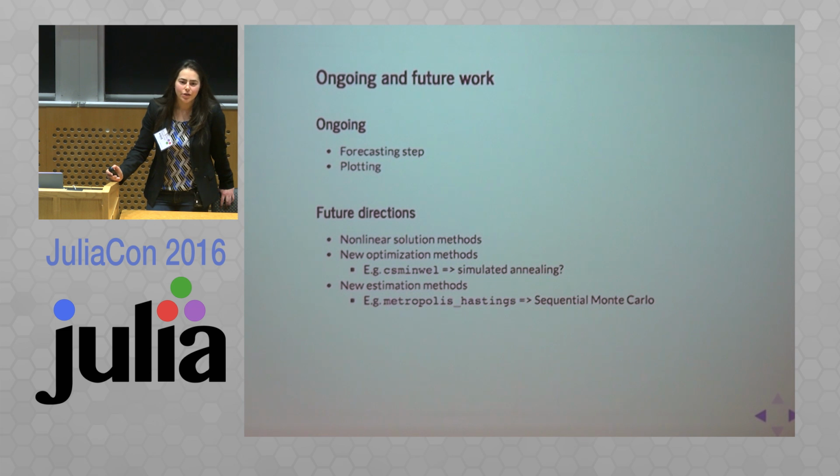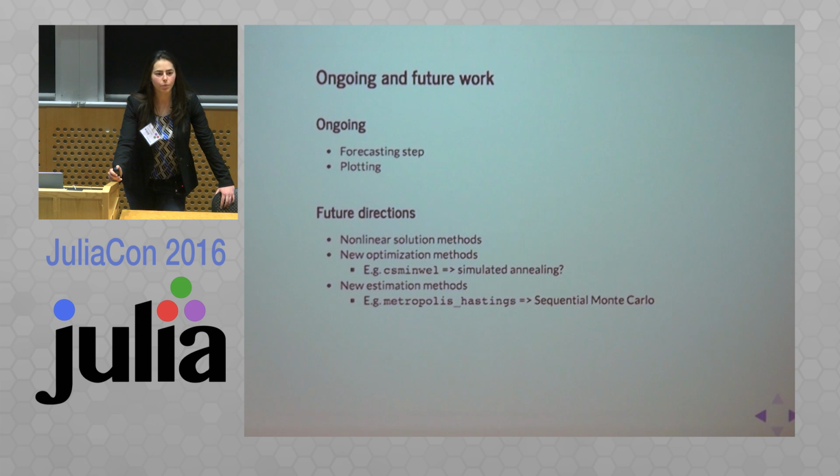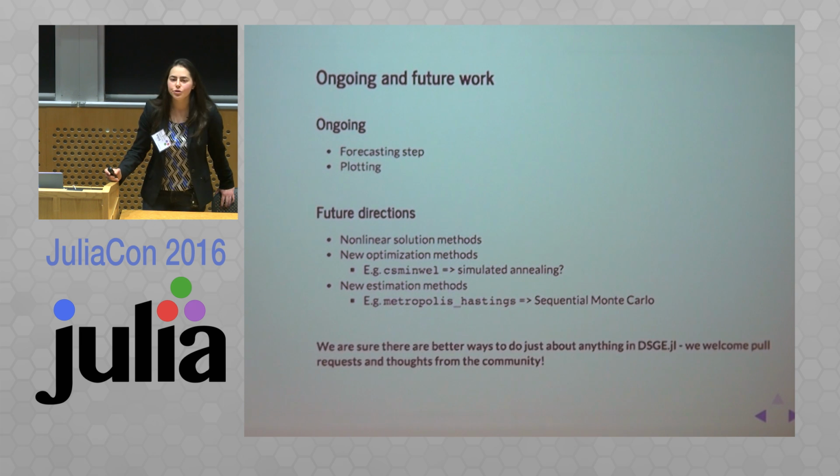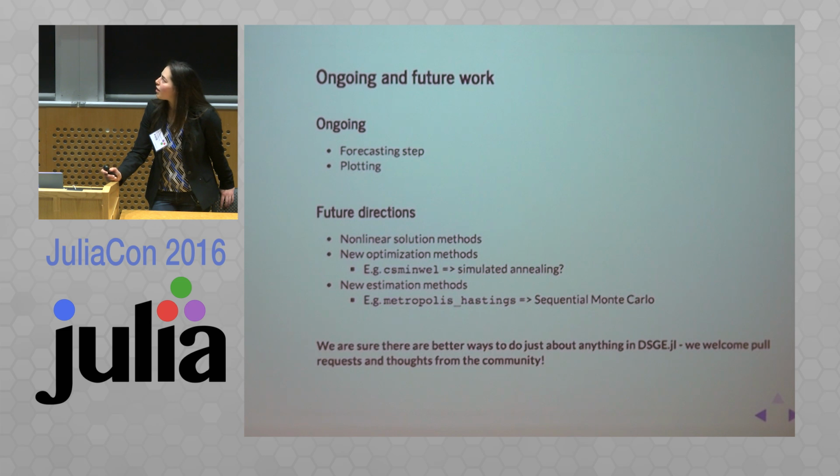And then we might want to try using different optimization algorithms. We use csminwel, which is a bit old, so maybe there are better options. And new estimation methods. So right now we use Metropolis-Hastings, but we might want to move to sequential Monte Carlo, and that's something we're thinking about and working on at the moment. But we're pretty sure that there are ways to do just about anything in DSGE.jl a little bit better, or a lot better, as the case may be. So we really welcome pull requests, thoughts, suggestions from any of you. So feel free to contact us or find us and let us know what you think.